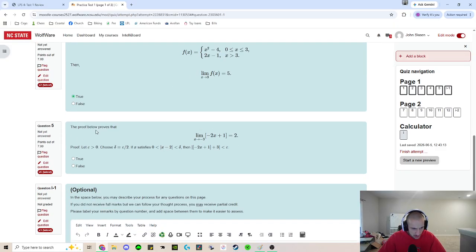Proof below, the proof below proves that the limit of this guy is 2. Okay, so let epsilon be greater than 0. Choose delta to be epsilon over 2. This is fine. If x is delta away from 2, so the distance from x to 2, |x minus 2|, is less than delta, then |negative 2x plus 1 plus 3| is less than epsilon. So you have a little bit of work to do. This is all a correct phrasing of the proof. Now you have to make sure that this actually does imply this. So we're going to say negative 2x plus 1 plus 3.